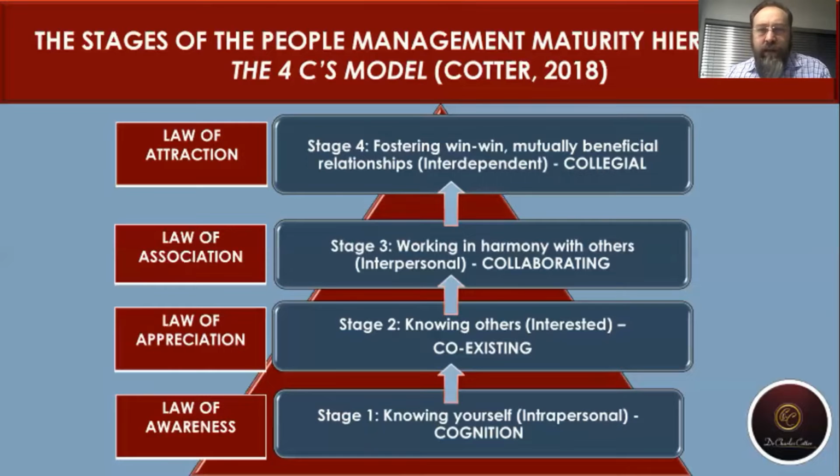The pinnacle of this particular model is stage 4, and that is where we can foster win-win, mutually beneficial relationships. And this is where we become interdependent. So this is going from interpersonal, interested, to interdependent. Very important, interdependent. So change leaders can't do this without the collegial support. Remember, you recall from the previous modules, we looked at the hierarchy of commitment. So the law of association taken to the next level is then the law of attraction, that karma principle.